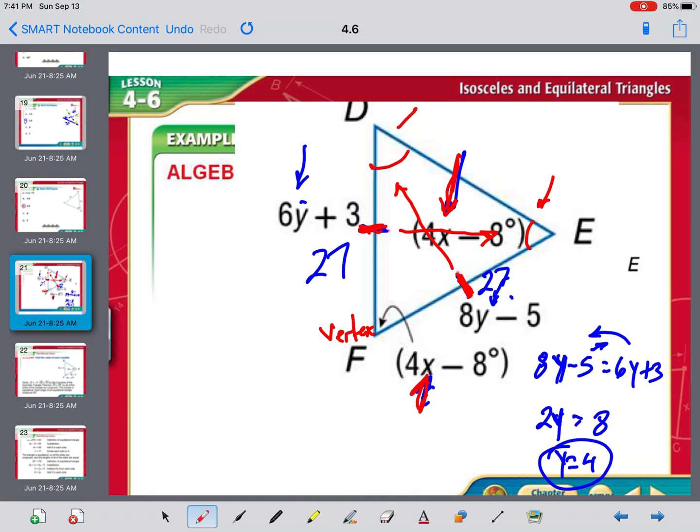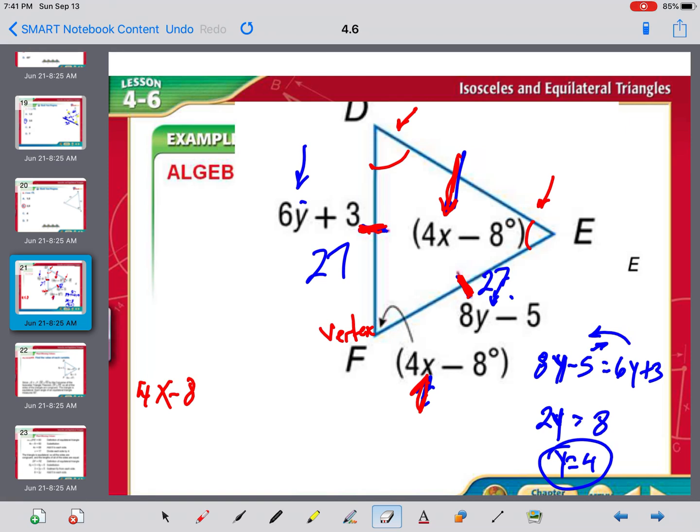How do I know? Because these two sides are congruent. And so opposite angles are congruent, which means this is the vertex angle, because these are the two legs, which means then these two here are the base angles. You follow? I mean, I haven't done any work yet. I'm just logically looking at my situation. Okay. So here's what I've got. I've got the vertex angle, which is 4x minus 8.